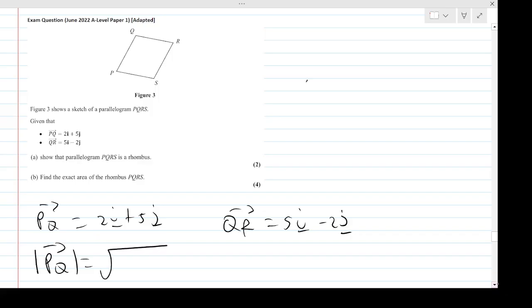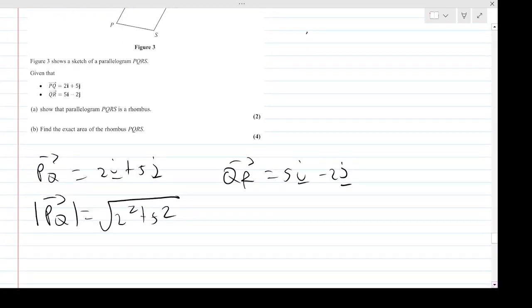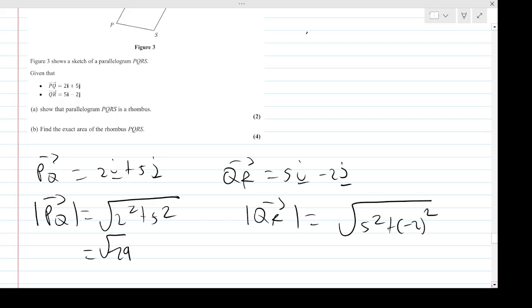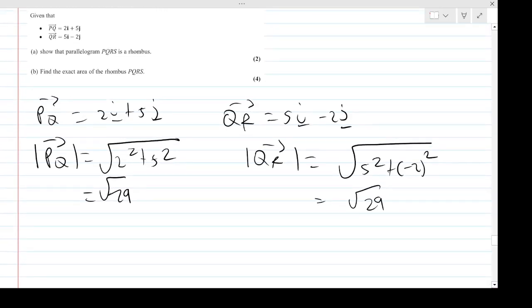It's going to be the length of 2 squared and 5 squared, which will get me root 29. And also QR then, well, the length of QR, again, it's going to be the root of 5 squared add minus 2 all squared, which again gets me root 29. Well, there we are, they're equal. So that means the length of PQ is equal to the length of QR.